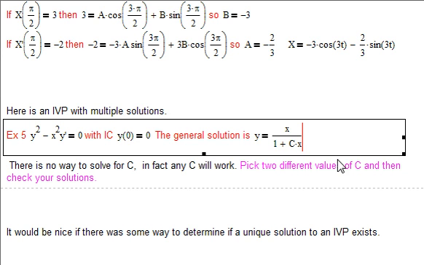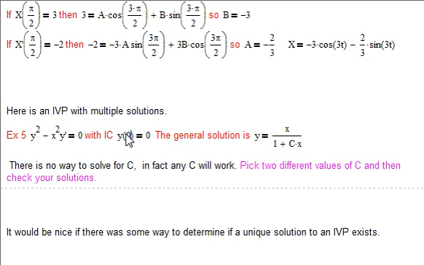which looks innocent enough, but there is no way to solve for the c, because if we put in 0 for x and 0 for y, 0 goes in here, 0 goes in here, we got 0 equals 0, and no matter what c is, 0 does equal 0. Actually, it'd be 0 equals 0 over 1, darned if it doesn't. So you cannot solve for c. Matter of fact, any c will work.